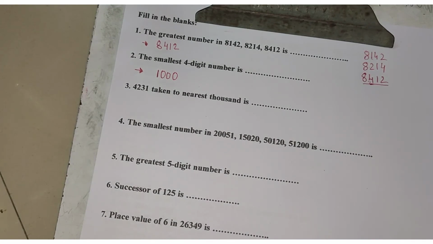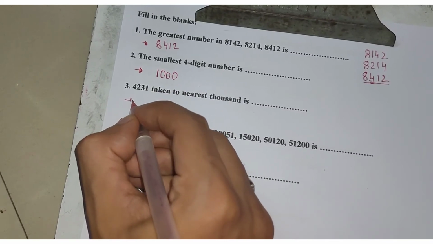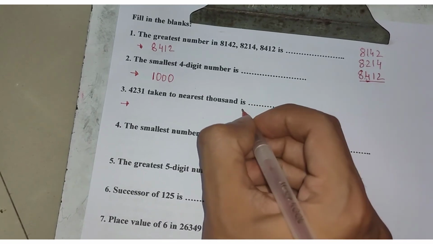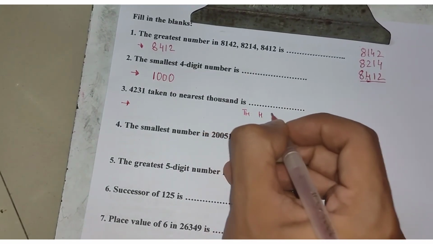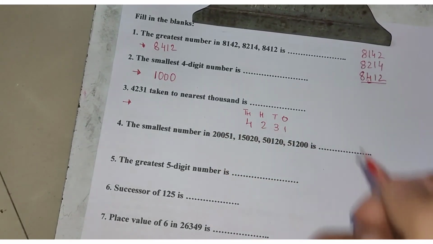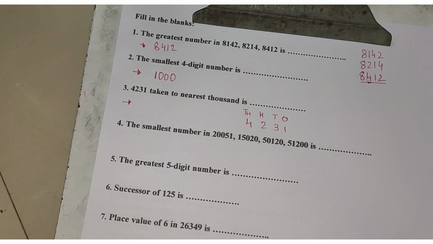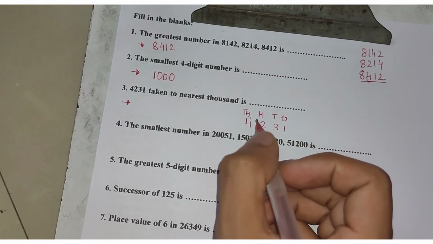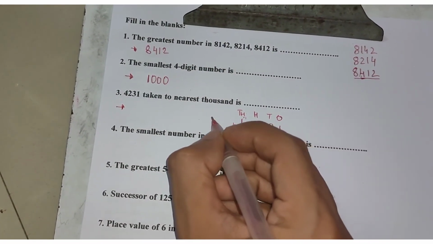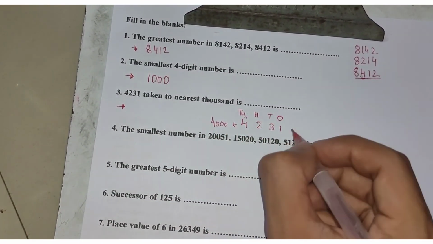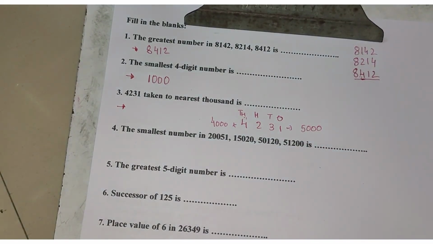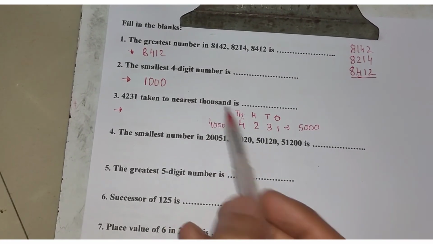4231 taken to the nearest 1000 is, what they have asked, nearest 1000. Now what if I write thousands, hundreds, tens and ones? So it becomes 4, 2, 3 and 1. Here at the 1000th place it's 4. So on this side it is 4000 and on this side it is 5000. Why am I writing these two numbers only, 4000 and 5000? Because we need to identify the nearest 1000.